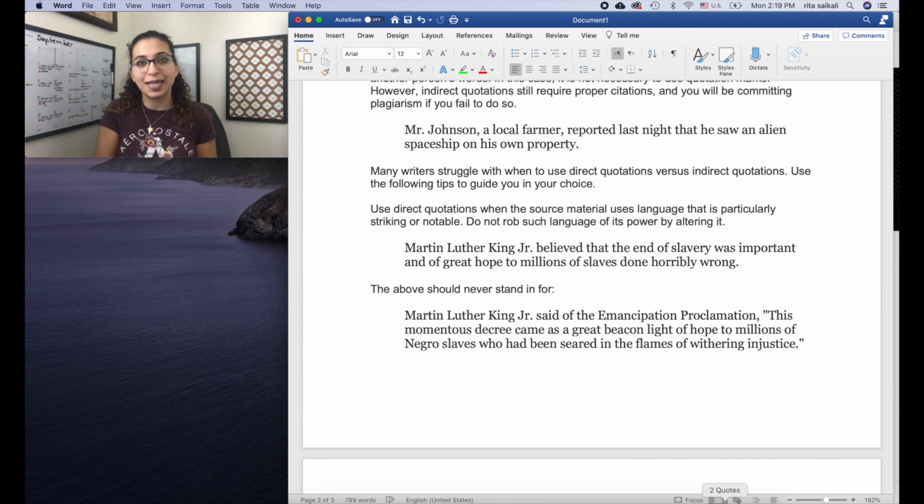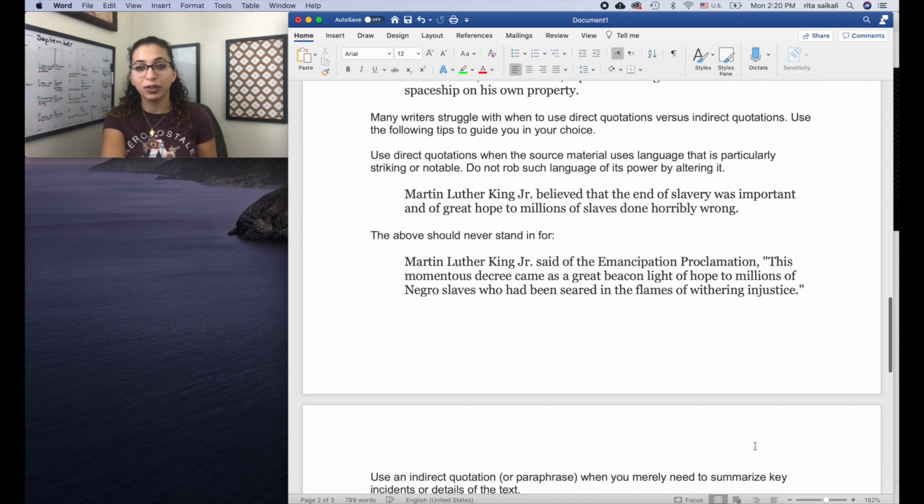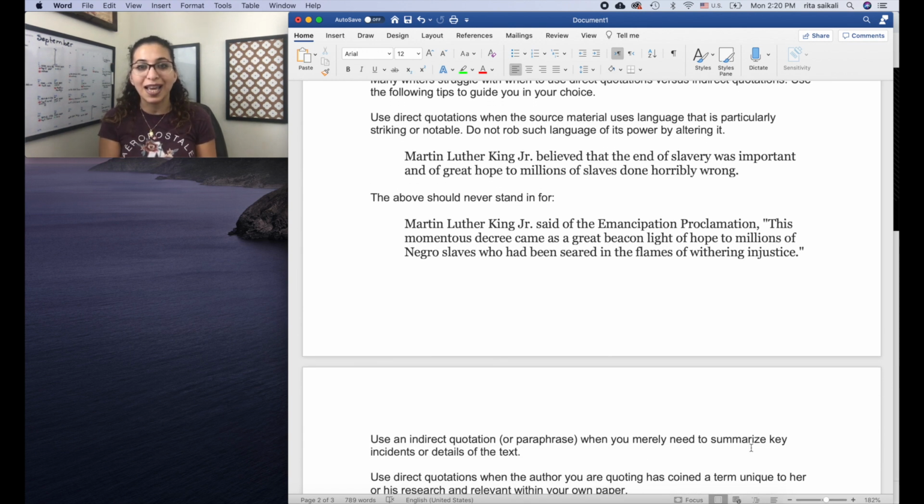What this means is that we use direct quotes when there's something very important that needs to be said that I cannot summarize or take away from. It is valuable because of the quote itself. For example, Martin Luther King Jr. believed that the end of slavery was important and of great hope to millions of slaves done horribly wrong. This is a summary. However, if we want to use the actual text, the example that we're going to see is a lot more valuable than the summary that I was giving over here.